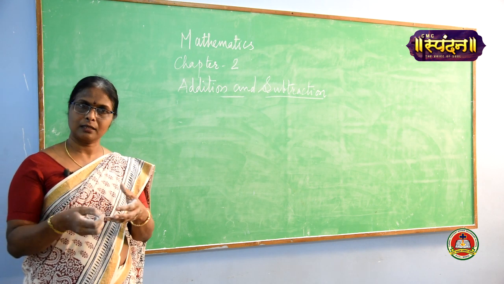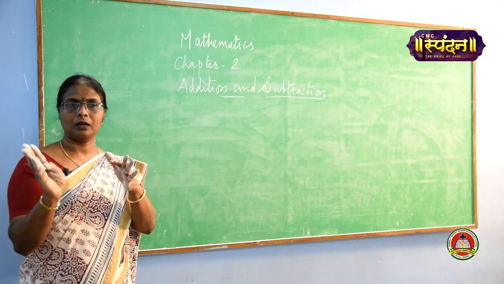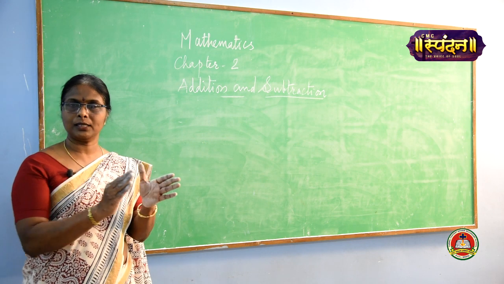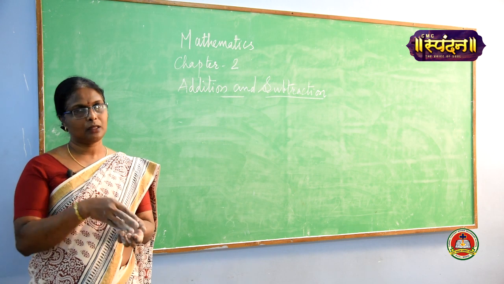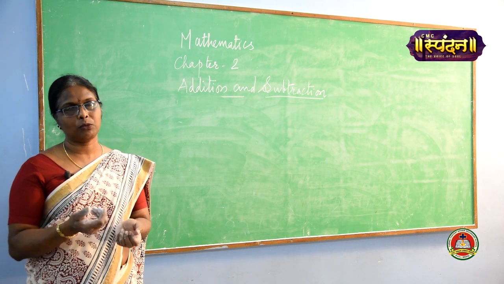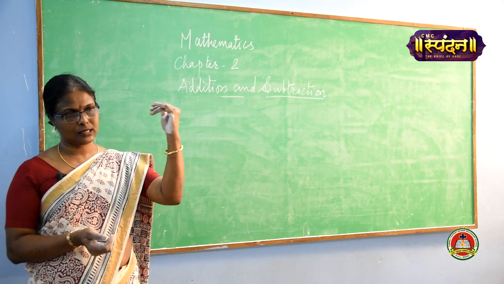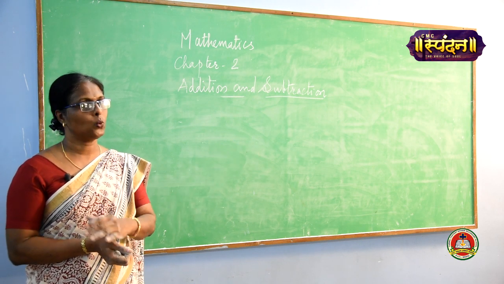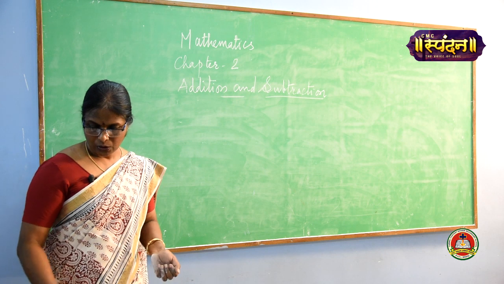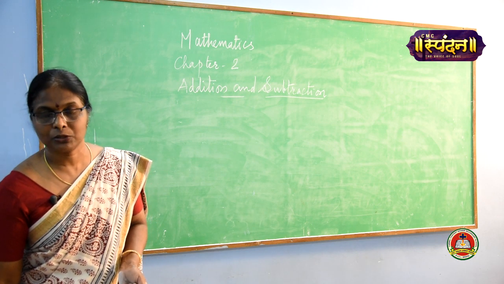After that, arrange the numbers vertically in all the place values of the place value chart properly. Then you add or subtract. But whatever you are doing, if you are adding, start from the ones place. If you are subtracting, start subtracting from the ones place. I hope you have understood how to do the addition and subtraction.